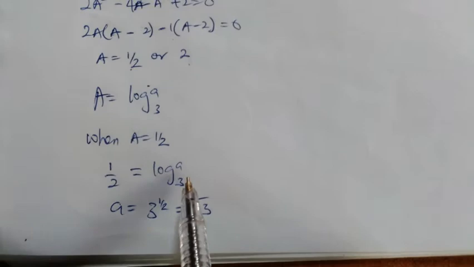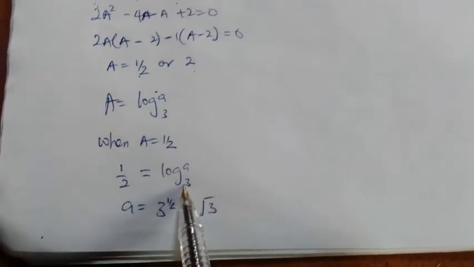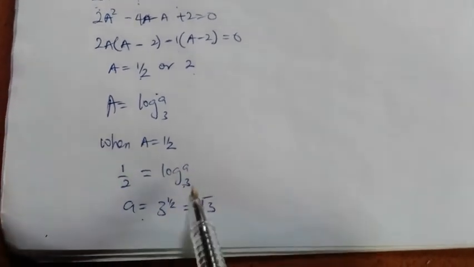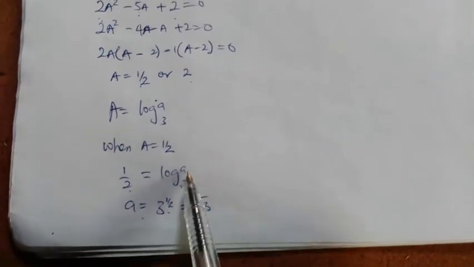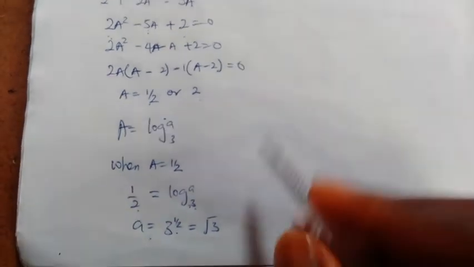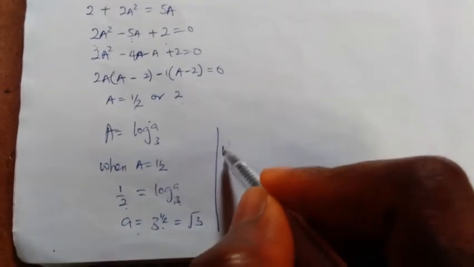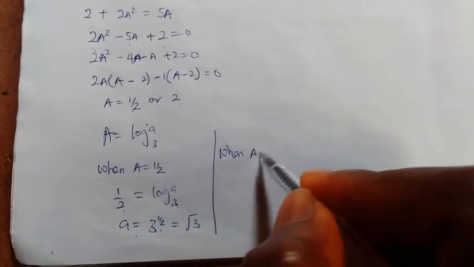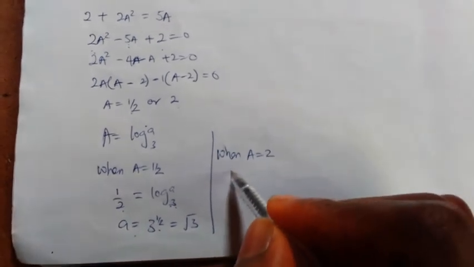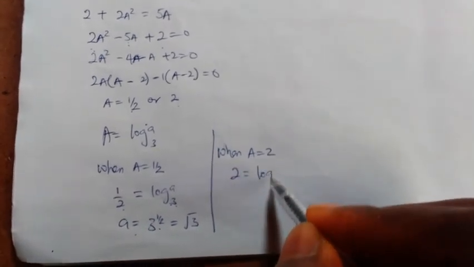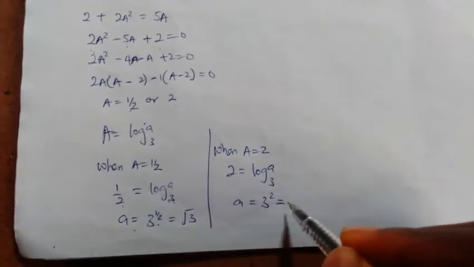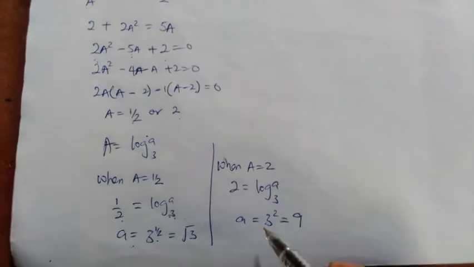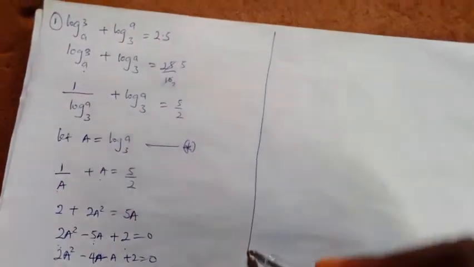So when big A equals 1 over 2, we have 1 over 2 equals log a base 3. Then in logarithm, 3 comes here and becomes 3 raised to power 1 over 2 equals a. So my a is the square root of 3. Also, when big A equals 2, we have 2 equals log a base 3. In this case, a is going to be 3 raised to power 2, which is 9. So that is the answer to this first question that I gave in my 5th giveaway.